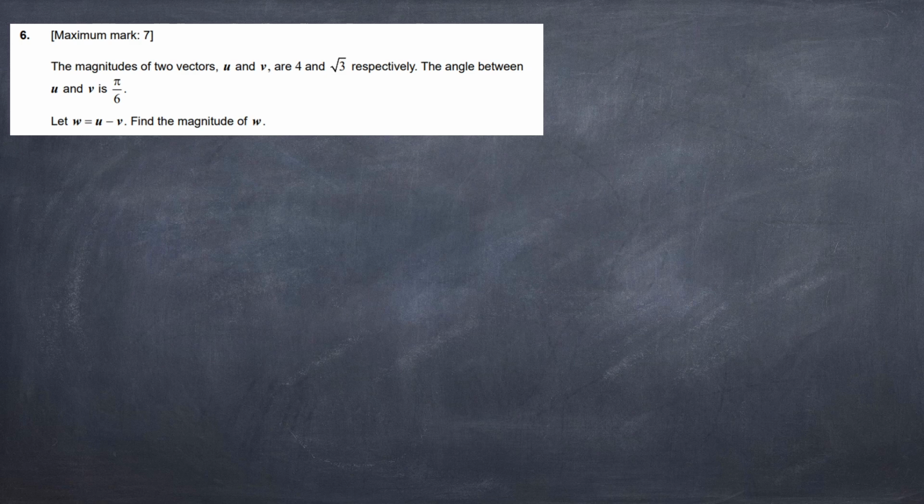So in this particular problem, the magnitude of u is 4 and the magnitude of v is root 3, and the angle between these two vectors is given. I'm changing the color. These are the two vectors, I'm drawing them by hand, so minor problems will be there. This particular angle is pi by 6. This is the u vector and this is the v vector, with magnitude of u as 4 and magnitude of v as root 3.